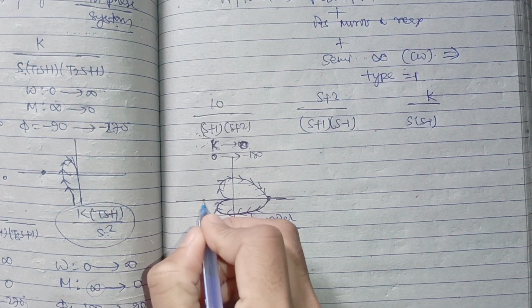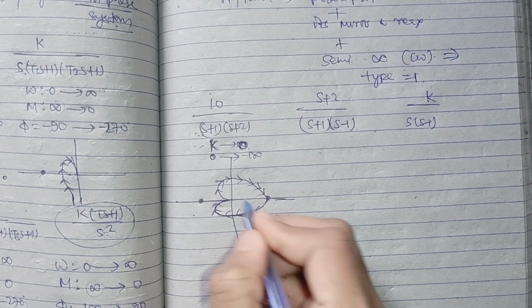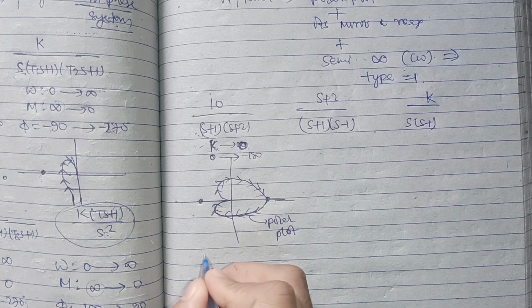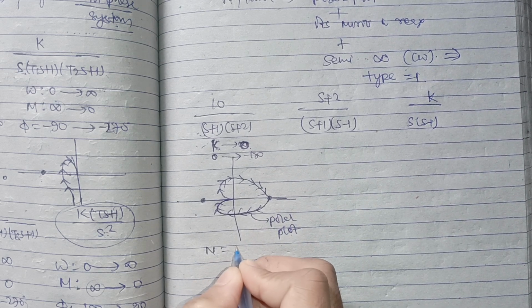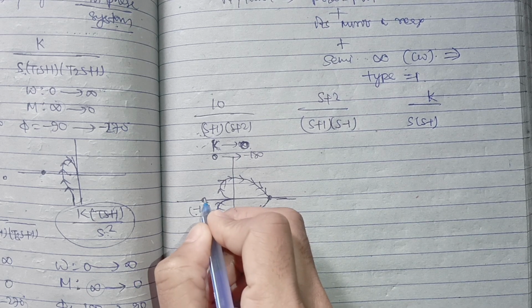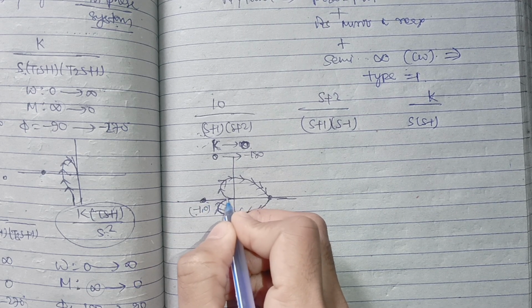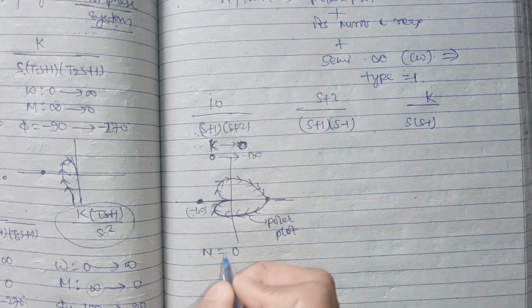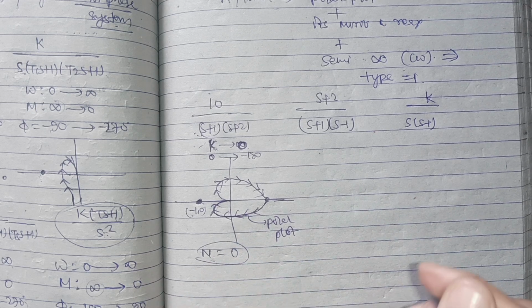So if minus 1 comma 0 is here, then the number of encirclements is 0. Or definitely it is here, because it is just common sense. The number of encirclements is 0.